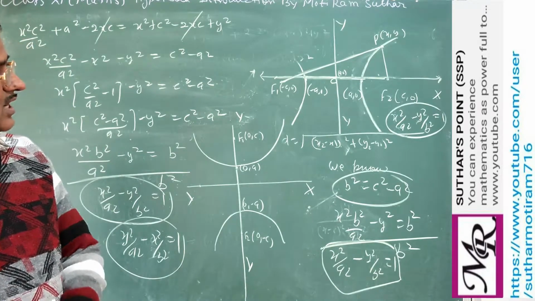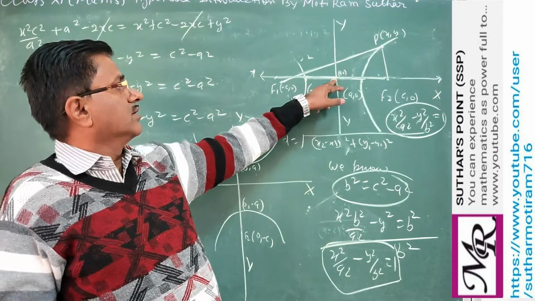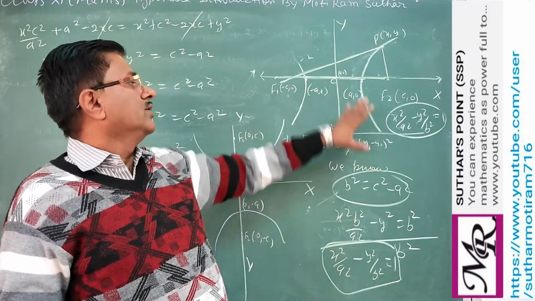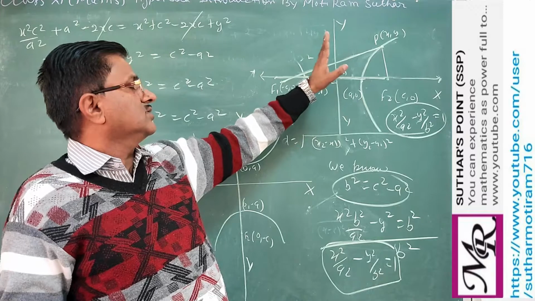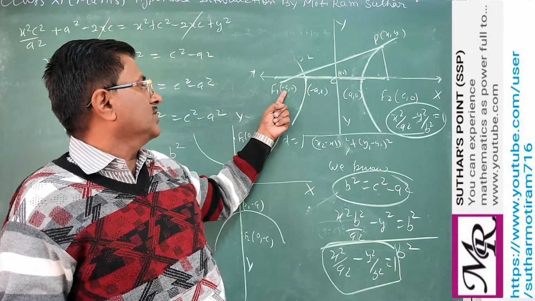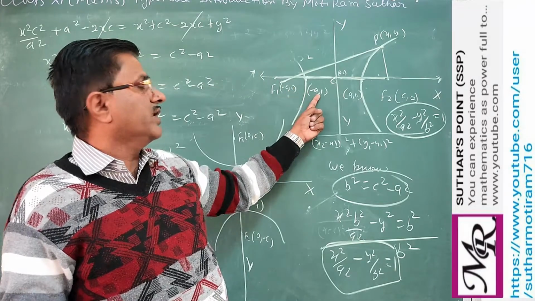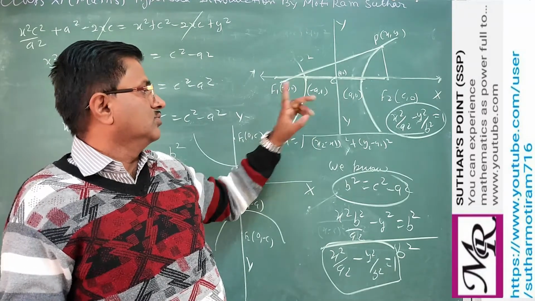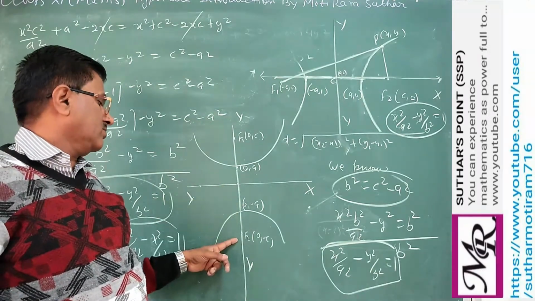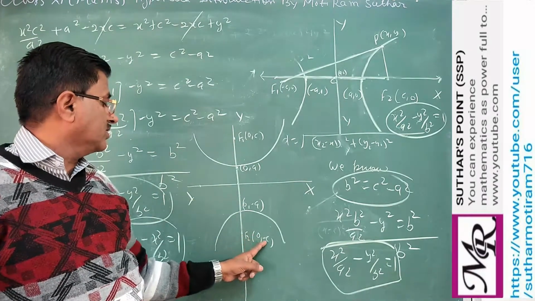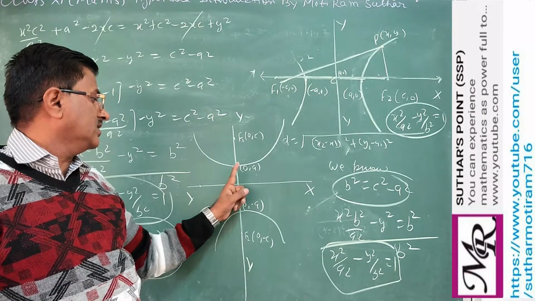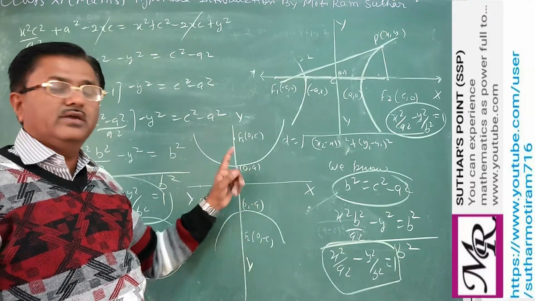Now what we can say here, its center coordinate is (0, 0), or it lies on the origin, with the transverse axis along the x-axis and the conjugate axis along the y-axis. The coordinates of the foci are (±c, 0), and the coordinates of the vertices are (±a, 0). And for the second type of hyperbola, the coordinates of the foci are (0, ±c), and the coordinates of the vertices are (0, ±a).